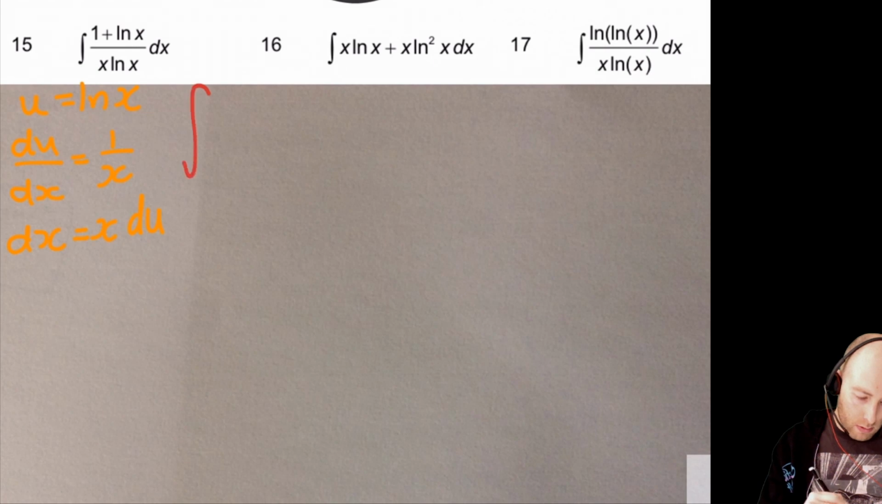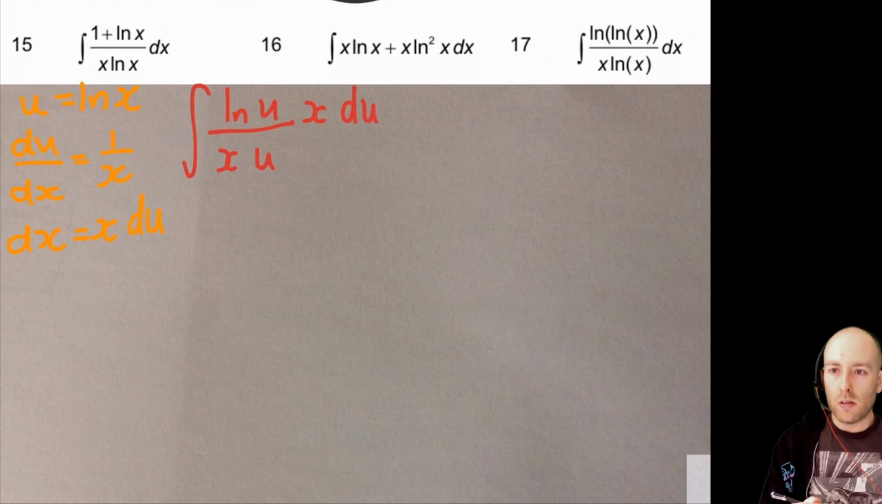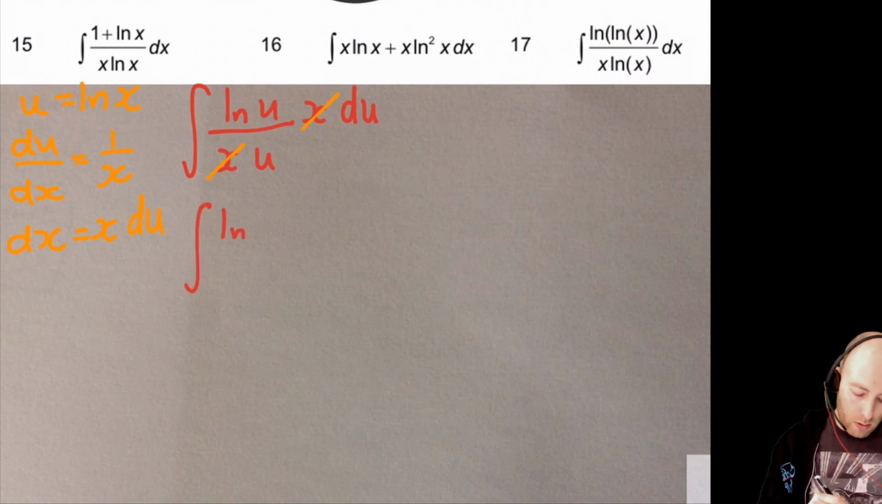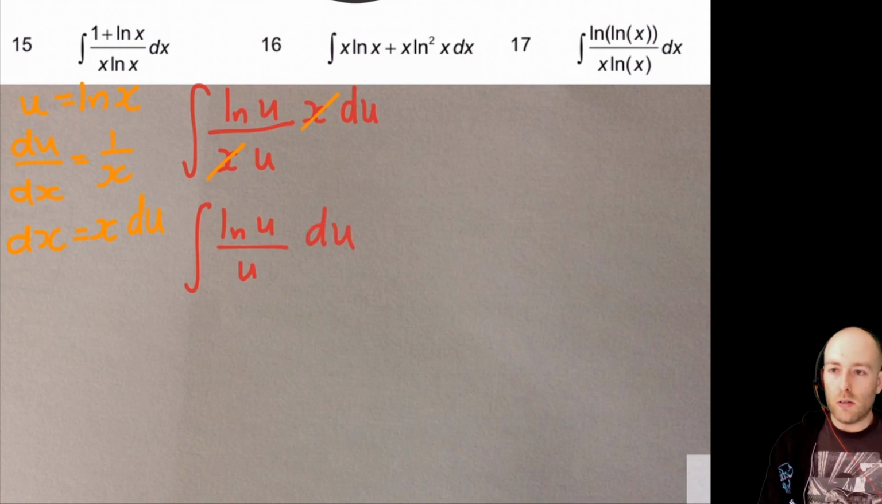So we get the integral of ln u over x times u, times x du. So the x's there are going to cancel, leaving me with ln u over u du.